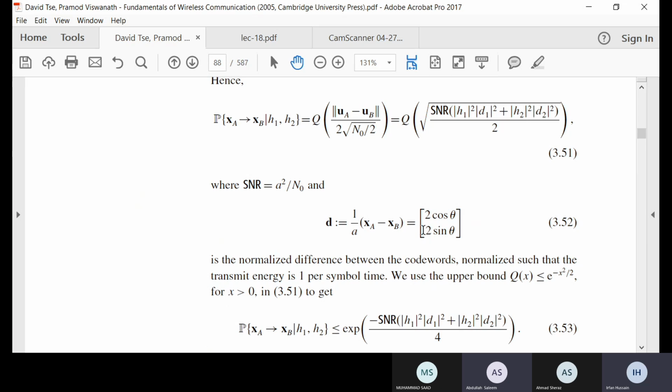Now you can see that you know error is this, but we can use the bound that Q of x is always bounded by e to the minus x square over 2. So square of this, you know, under root will go away, divided by 2, this will become 4. So I will get this expression.